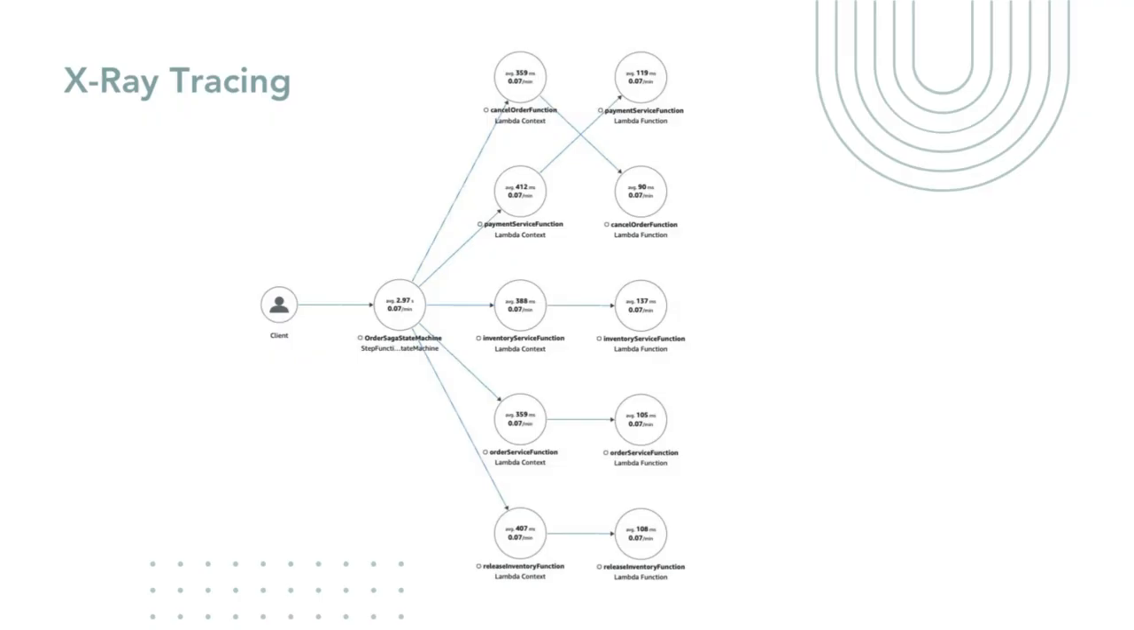I also instrumented the code so that X-Ray tracing is enabled. You can see what every single invocation time looks like for the state machine itself. You can see it's 2.97 seconds. The inventory service function took 3 milliseconds, and so on. You can break down and find out which are your worst performing tasks that need to be tuned, or a database query needs to be changed.